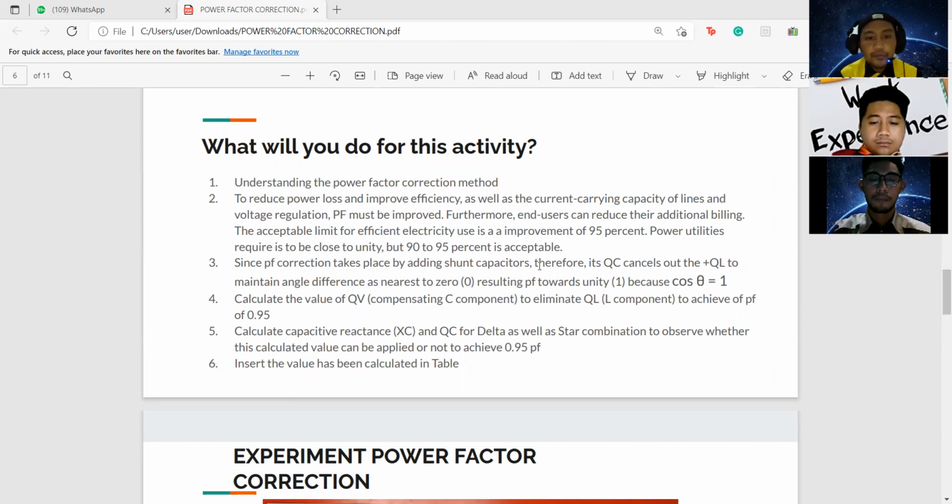Calculate the value of QC. Compensate the Q component to eliminate QL in order to achieve a power factor of 0.95. Calculate the capacitive reactance XC and QC for delta as well as the combination, to observe whether the calculated values can be applied or not to achieve a 0.95 power factor. Last one, insert the values calculated in the table.